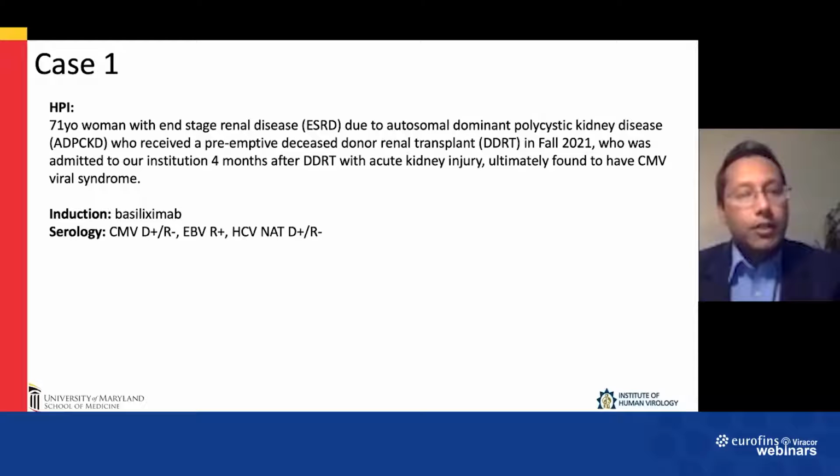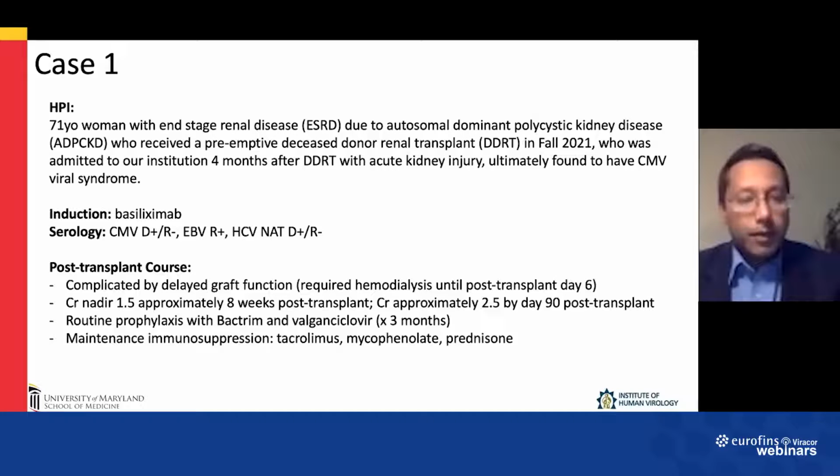So getting to her transplantation, she received basiliximab for induction. She was a CMV mismatch, a high risk for CMV, donor positive, recipient negative. Her EBV serostatus, she was recipient positive. And she did receive a kidney from a donor that was not positive for hepatitis C.